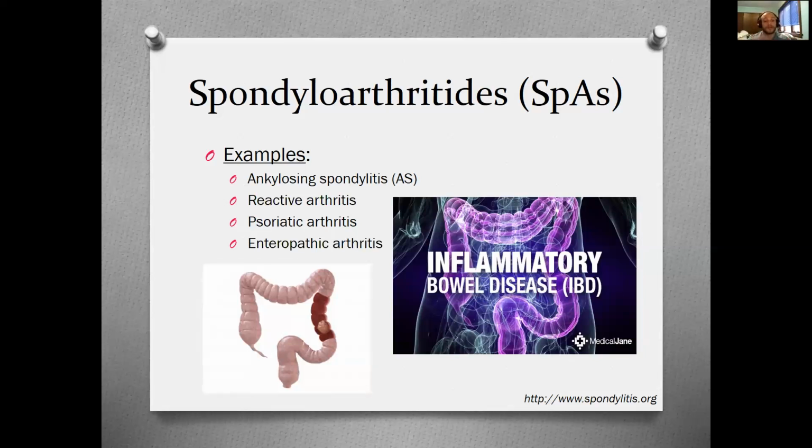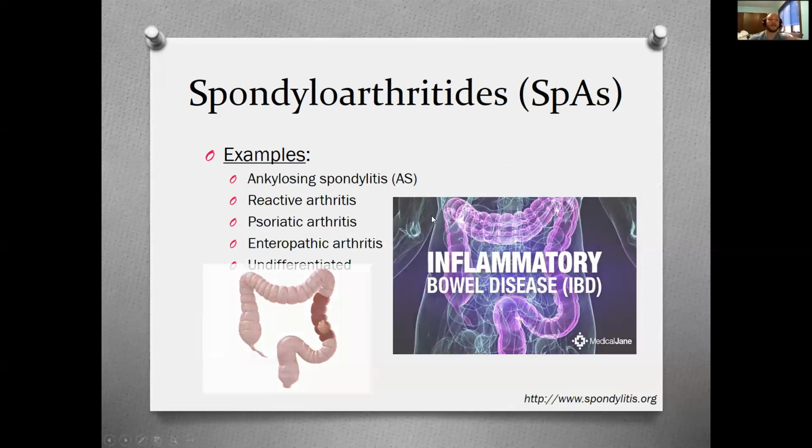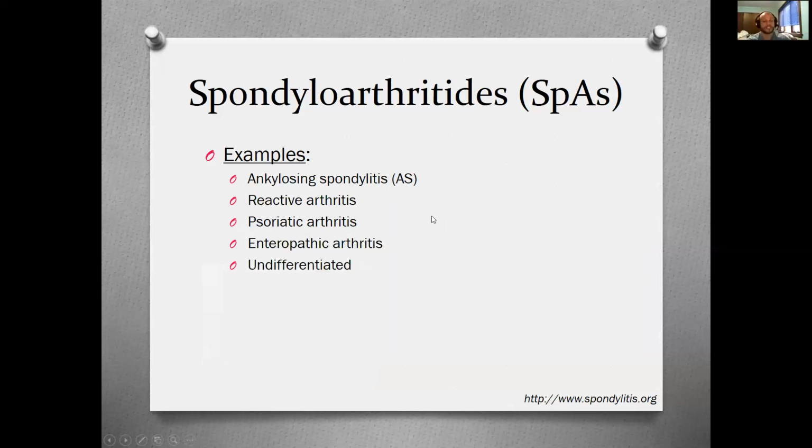So it can be your hips, your ankles, your knees, your elbows. It usually affects some of your larger joints in your body. And then there's the undifferentiated. So this essentially is a term used to describe the signs and symptoms of spondylitis, or a spondyloarthritis condition. However, it doesn't meet any of the diagnostic criteria for any of the actual conditions.